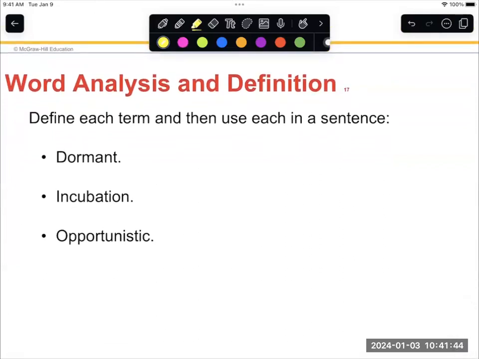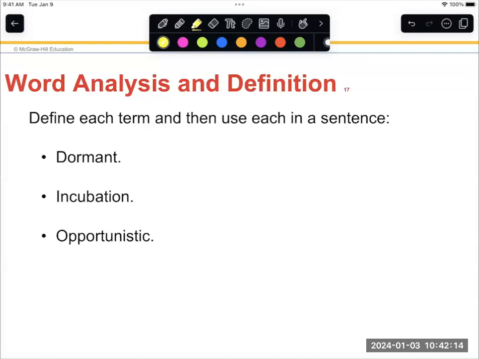Dormant means it's inactive. I mentioned the chickenpox virus before. That virus goes dormant. It hides. So it becomes inactive for a time. People who get cold sores, that's a virus that goes dormant, and during stressful events, it can reactivate.